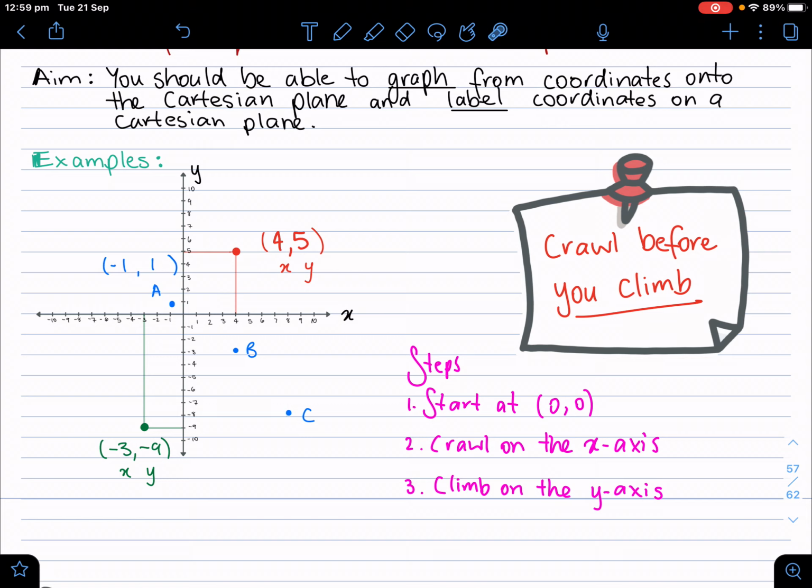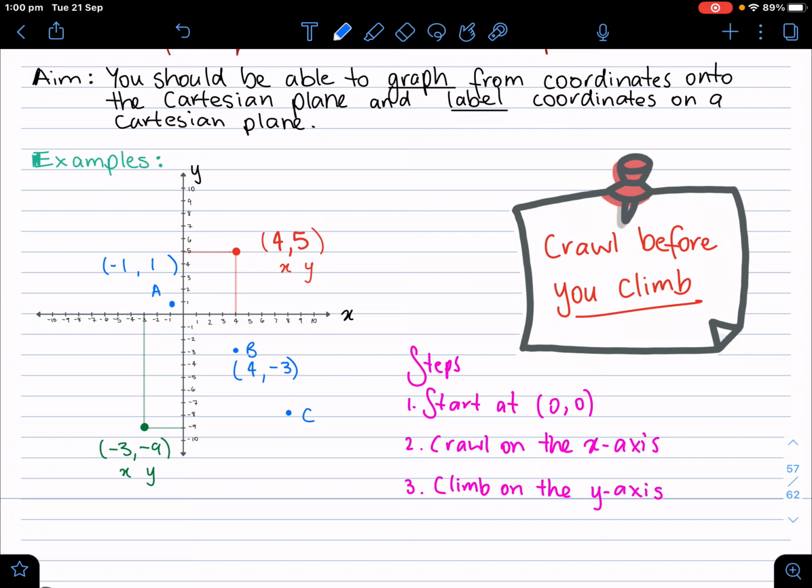Let's go on to an example B. Example B, there. Start at 0, 0. We're going to crawl to 4. So the first number there is going to be 4. And then we're going to climb from 4 to -3. So the y coordinate is going to be -3.